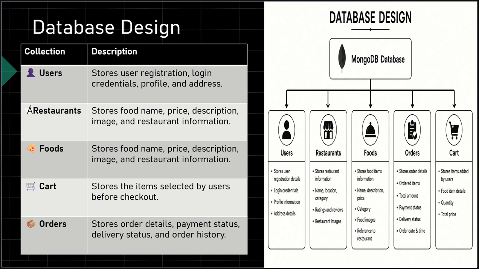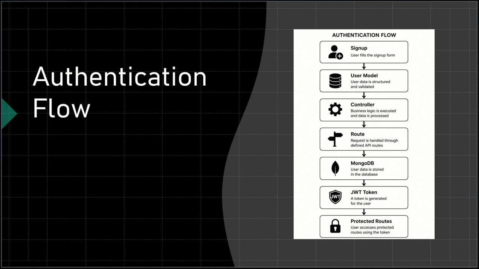Authentication. Authentication allows only registered users to access the application. New users register on the sign up page. Passwords are encrypted before storing in MongoDB. Existing users log in using their email and password. This provides secure authentication.